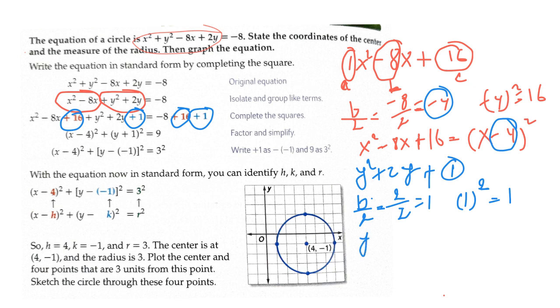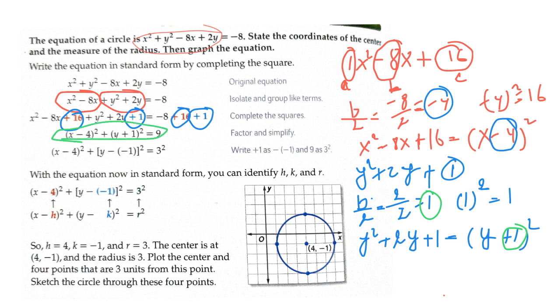Now the new trinomial that we get for the y's is y squared plus 2y plus 1, and this can be written as y plus 1 squared. And again you can see that this 1 is the same as half of the middle term. Now the equation is x minus 4 squared plus y plus 1 squared equal to 9, after completing the square.